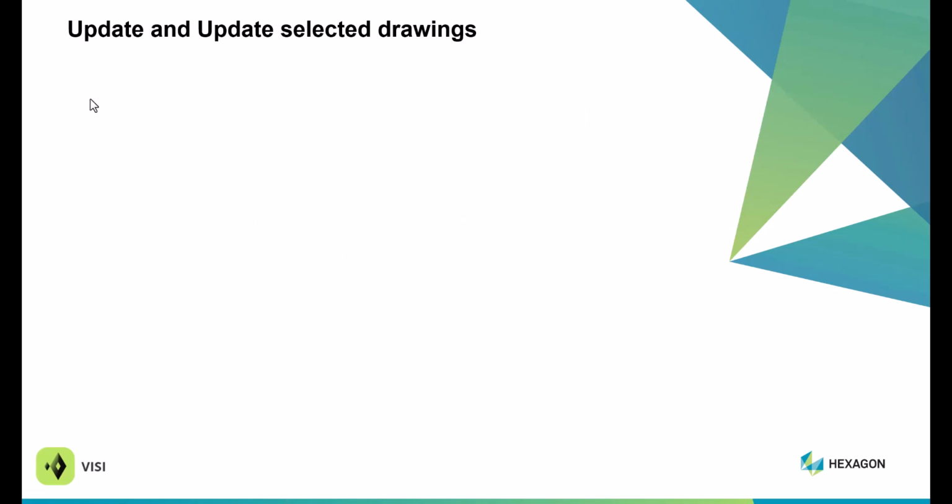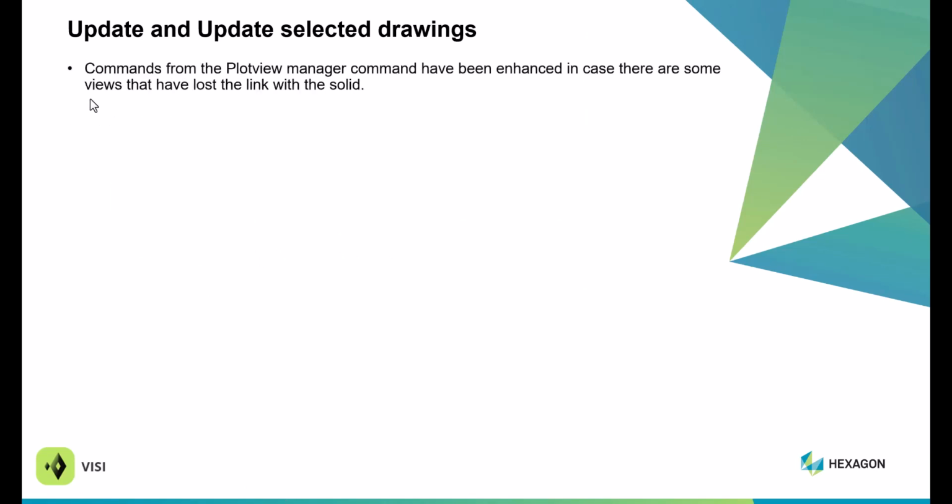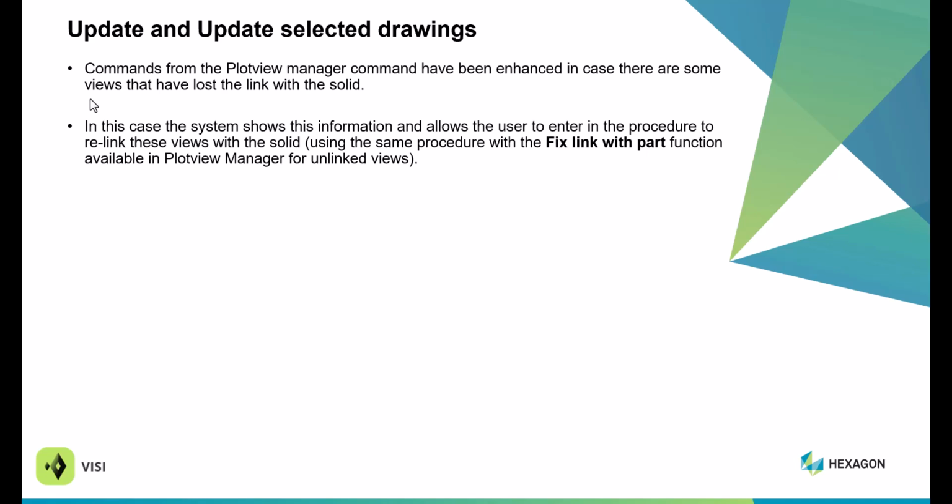Update and update selected drawing commands from Plot View Manager have been enhanced. So in the case that there's a view that has been lost with a link, in cases of the system information being lost, you now have the procedure that allows you to relink these parts with a solid. This is similar to the fix link part as mentioned before.